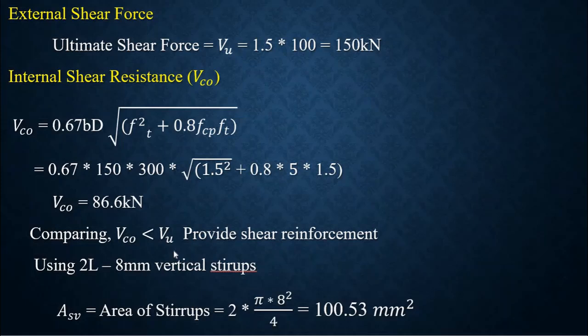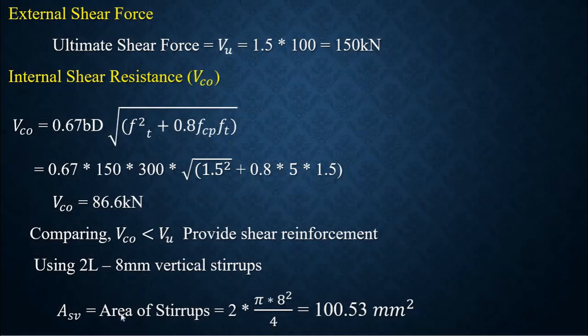Because of that condition, we have considered using two-legged 8 mm vertical stirrups. And remember, we are considering two-legged vertical stirrups, and for providing the vertical stirrups you can use 8 mm or 10 mm, not more than that.